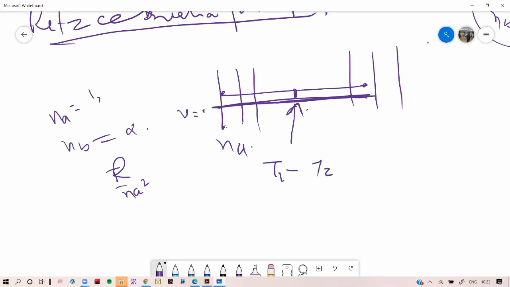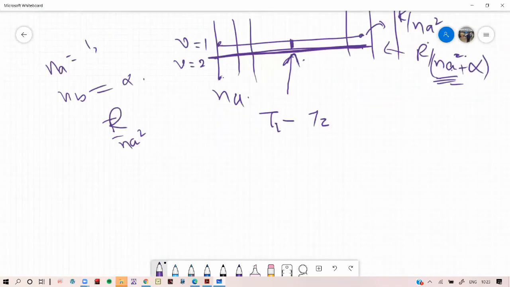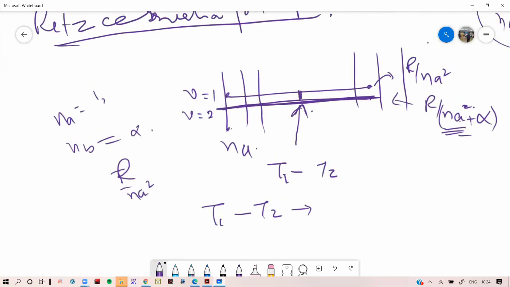So if it is ν equal to 2 and ν equal to 1, this is given by R by Na squared. For this, Na will change here. It is Na plus alpha actually, which they said is a constant for a particular series. So the frequency of these two lines will be determined by T1 minus T2, where T1 is R by Na squared and T2 is R by (Na plus alpha) squared. So there is some index which has been put at the next level.